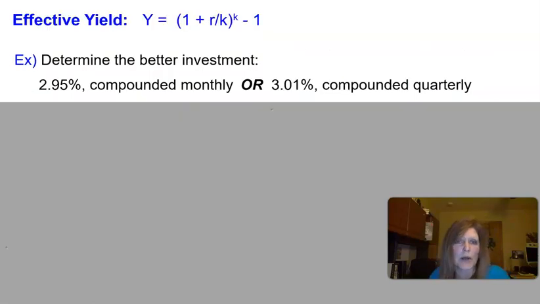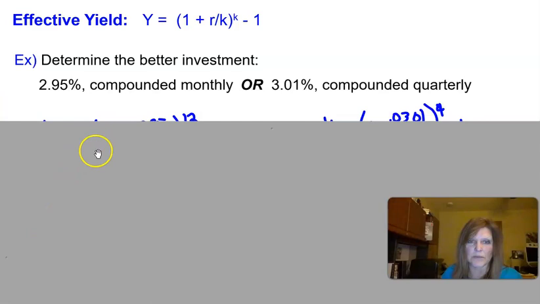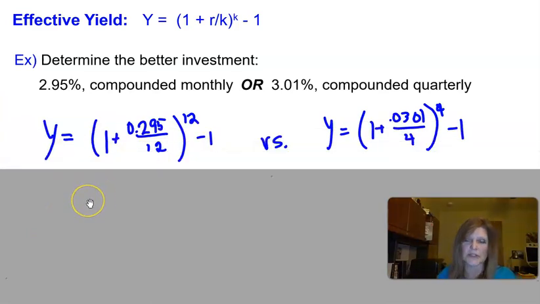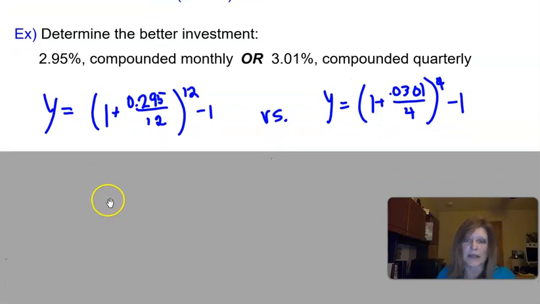Let's try one more. Go ahead and hit pause and try to work out this problem and see if the 3.01% compounded quarterly really is better than being compounded monthly at just 2.95%. Okay, let's take a look. So this is what you should have set up, just putting all those numbers in, the R and the K, into our formulas. Then we'll carefully put it into our calculators.